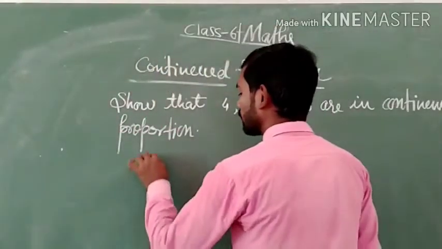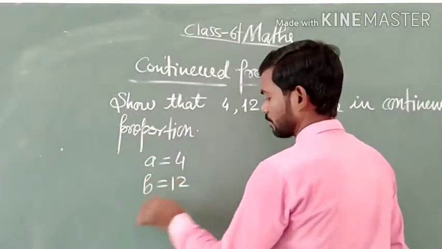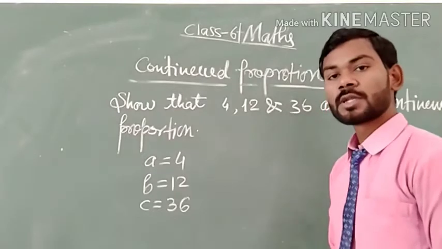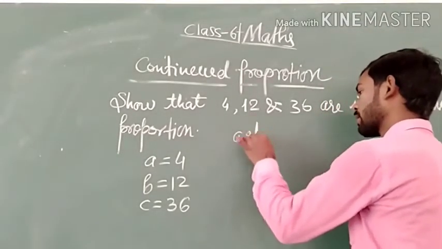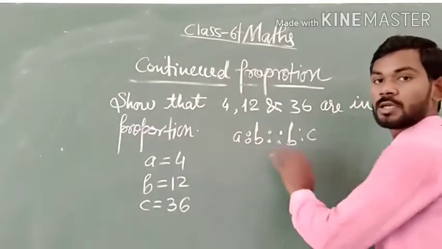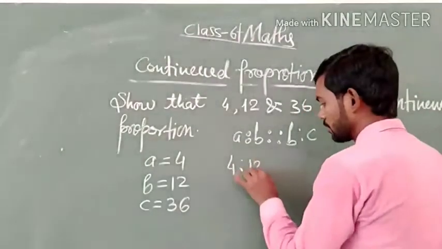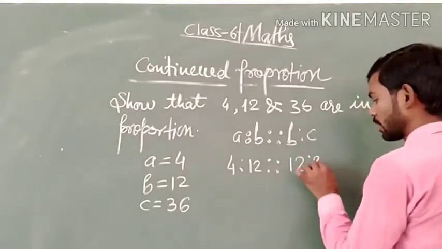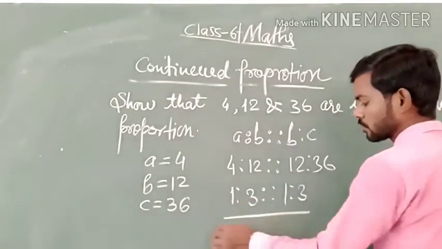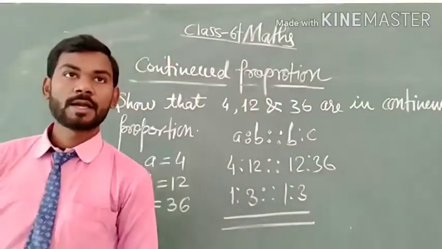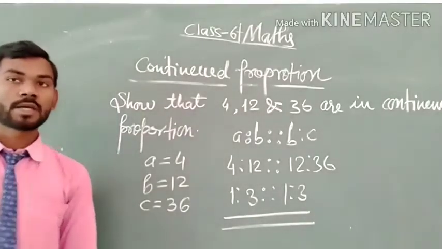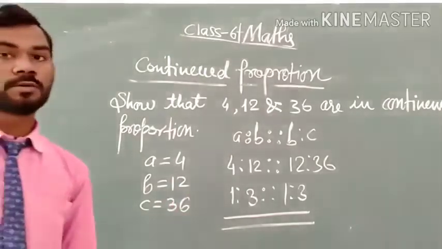So here we first write A is equal to 4, B is equal to 12 and C is equal to 36. And we know that A, B, C are said to be in continued proportion if A ratio B is proportional to B ratio C. Just substitute the values of A, B, C in this, we get 4 ratio 12 is proportional to 12 ratio 36. After solving, we get 1 ratio 3, which is proportional to 1 ratio 3, which shows that the numbers 4, 12 and 36 are in continued proportion because both ratios are the same.